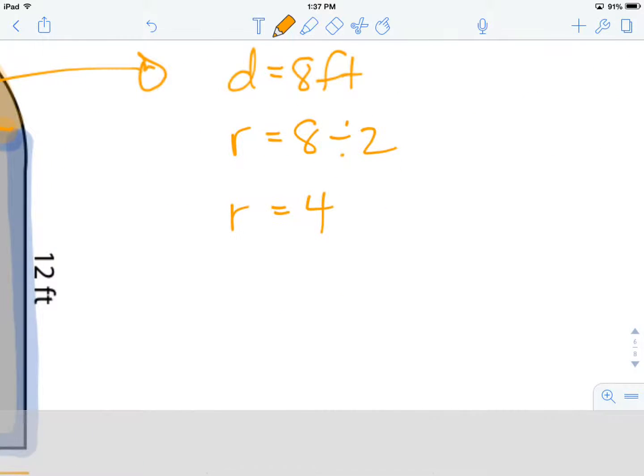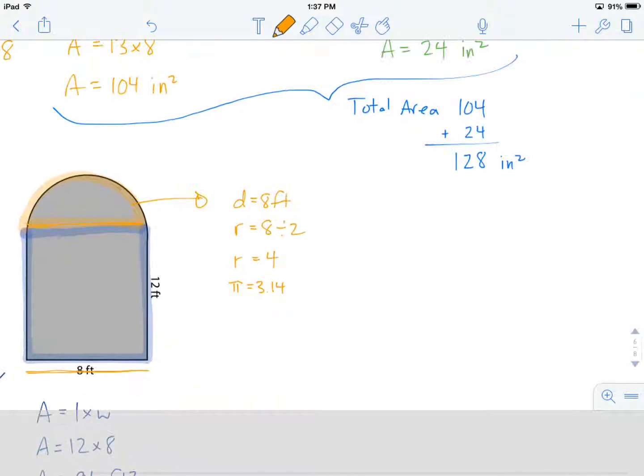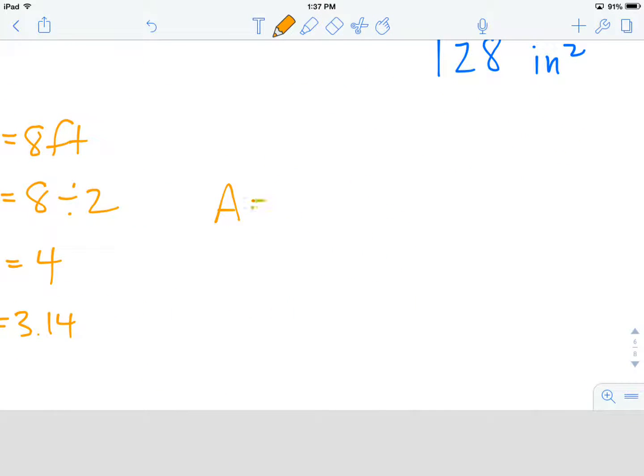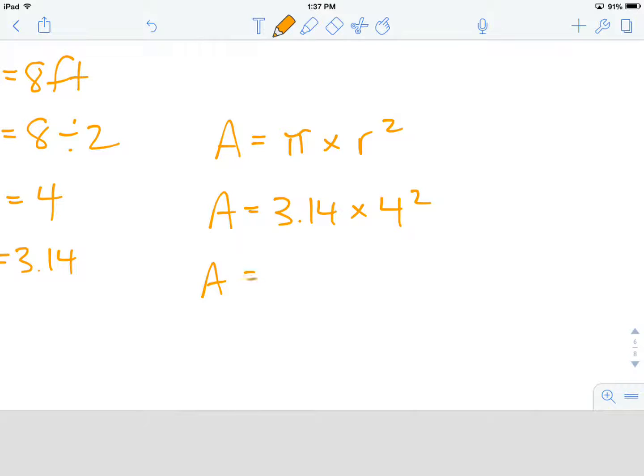The last variable that we need is going to be pi. Pi is always going to be 3.14, and now we can start using our formula. So our formula is the area equals pi times the radius squared. So the area will equal 3.14 times 4 squared. Let's type that into our calculator and see what we get. 3.14 times 4 squared gives us 50.24, and again these are going to be in feet squared.